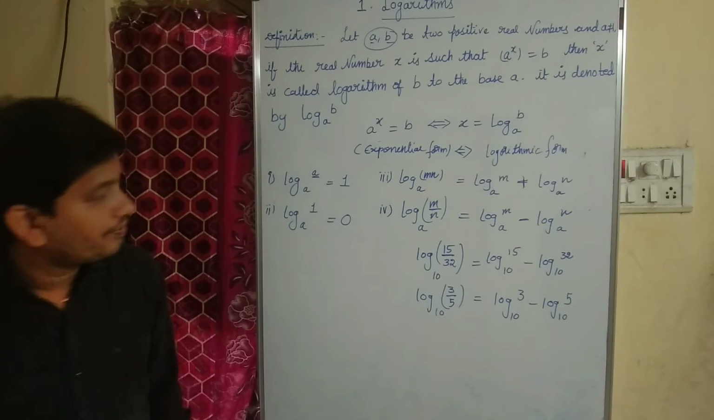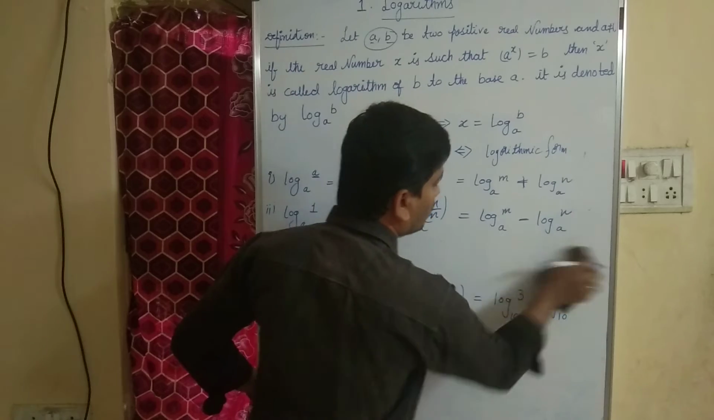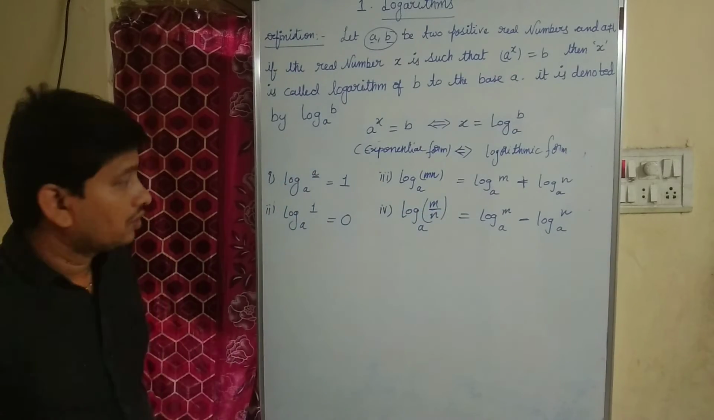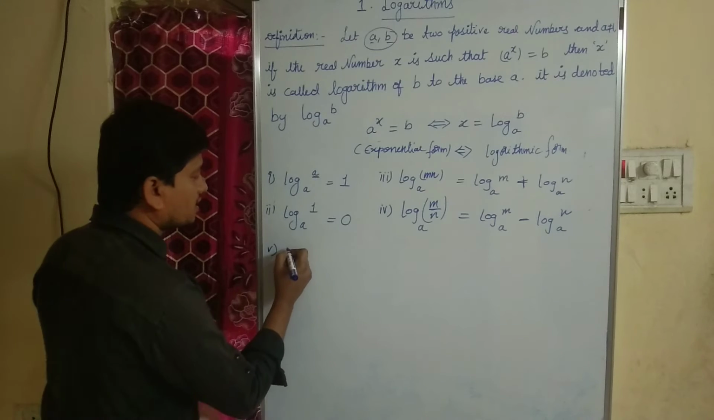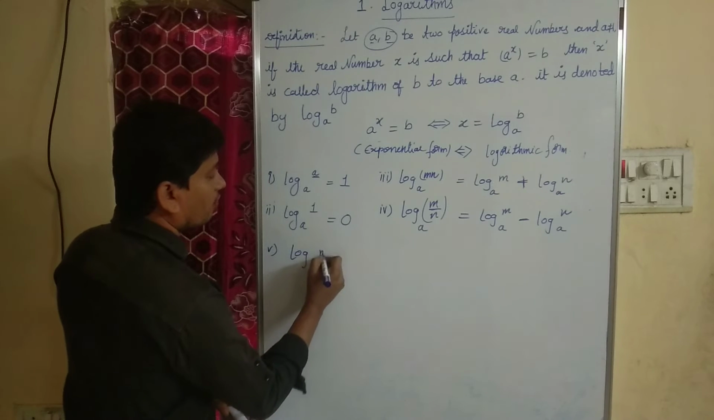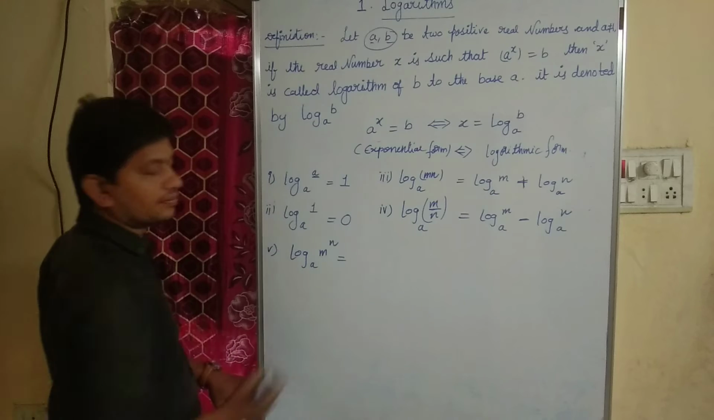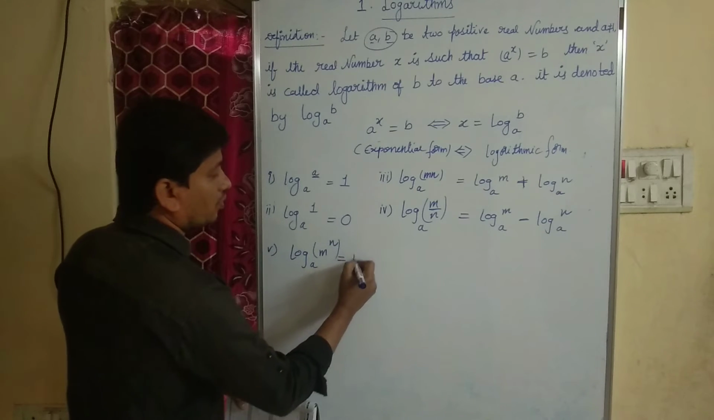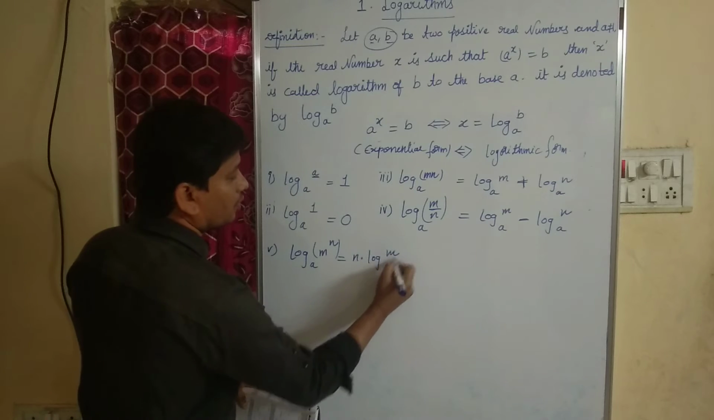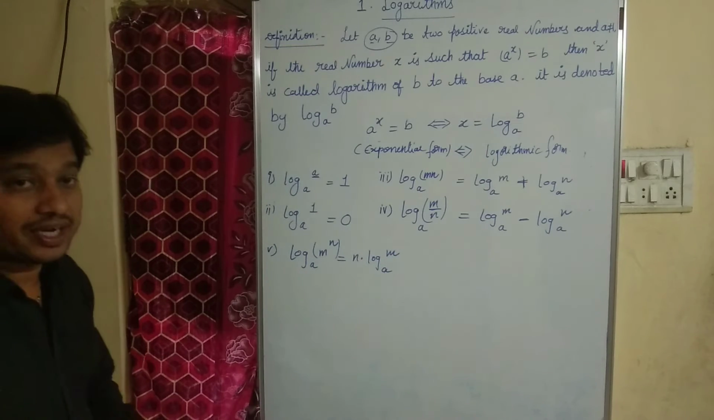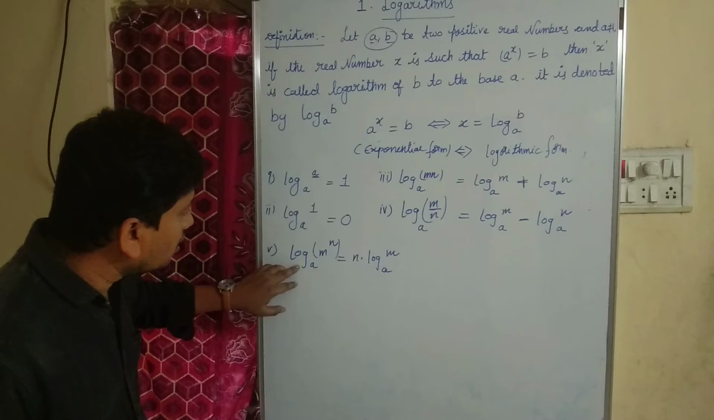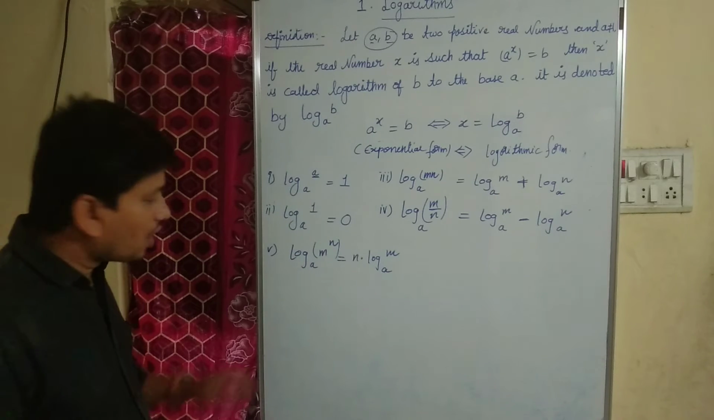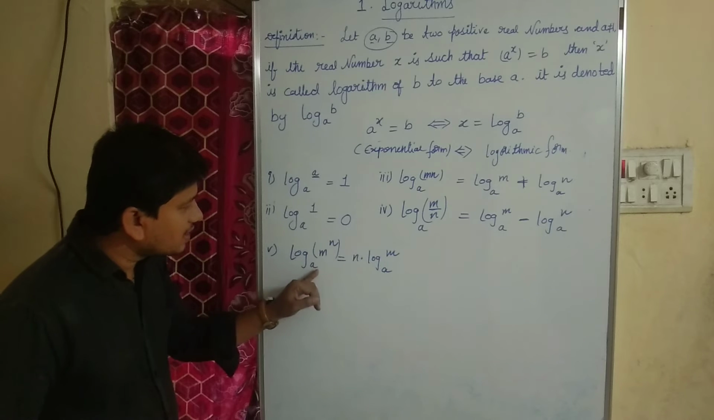Okay? Now coming to the fifth law, we can also call it the exponential law, that is log m power n to the base a. Log m to the power n to the base a is equal to n into log m to the base a. So which is also an important law. What is that? Log m to the power n to the base a.